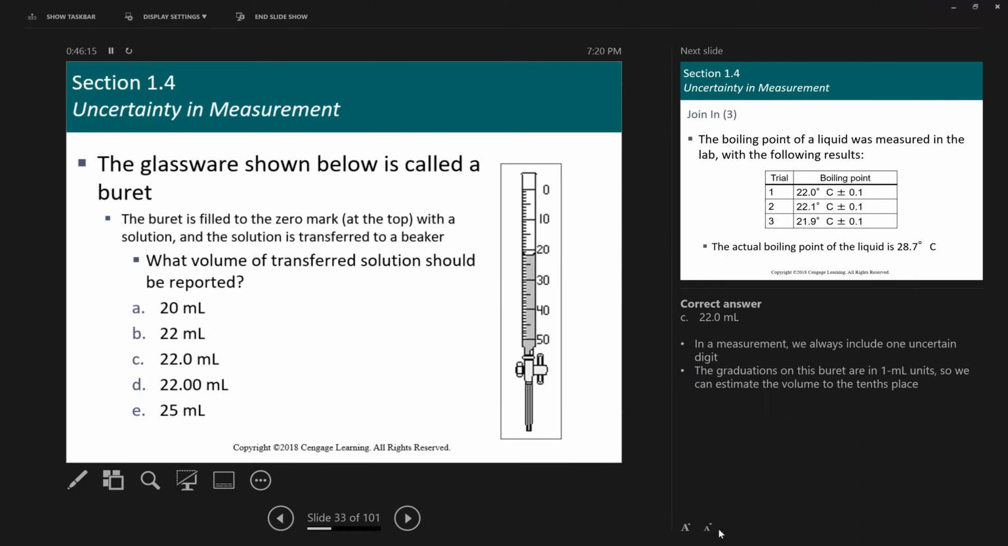22. 22.0. Oh, 22.0, I like that better. The second answer, who was that? Who was the second answer? Me, Alex. Alex. Great job, Alex.